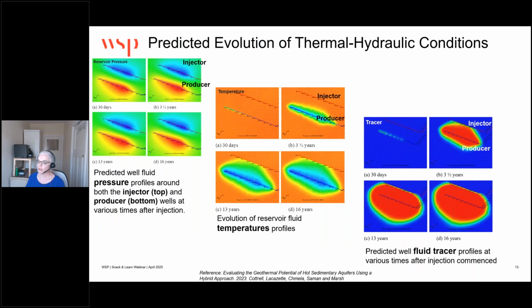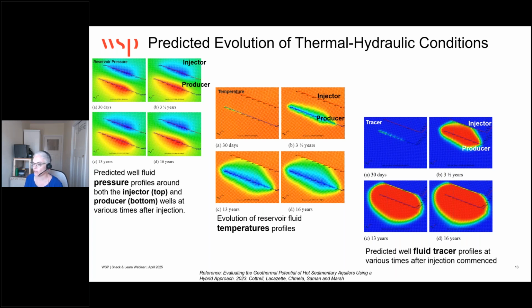So let's look at some of the simulation results. The injector well is at the top and the producer well at the bottom of each image. The figure on the left shows the predicted fluid pressure profiles around both the injector and the producer at various times after injection and production has commenced. The middle figure produces the corresponding evolution of the reservoir fluid temperatures during the injection and production process. The reservoir temperatures are largely unaffected after 30 days of injection and production.